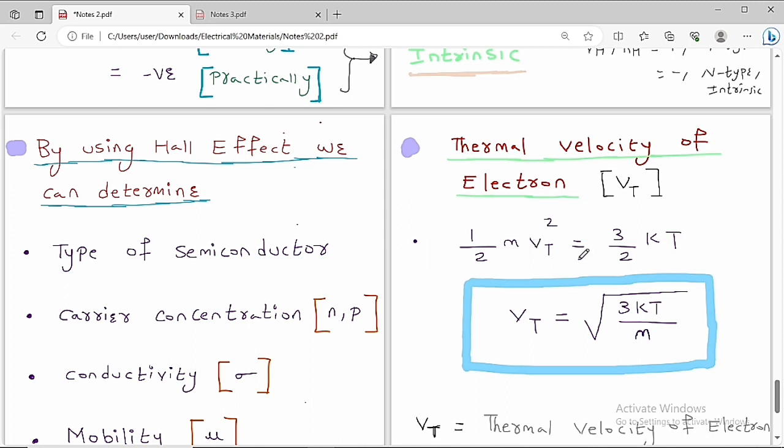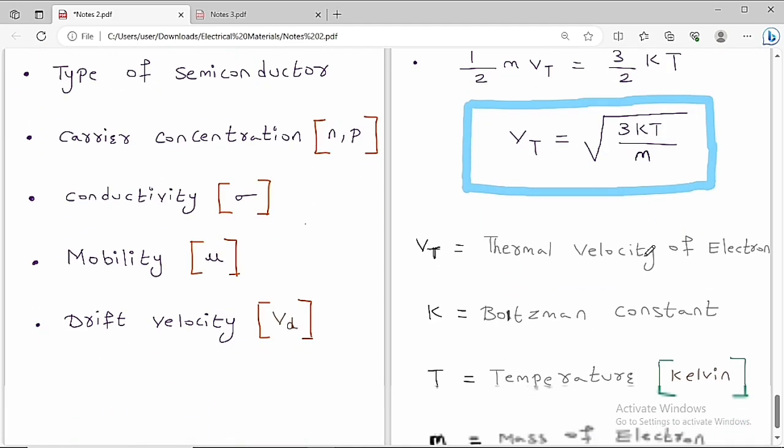The kinetic energy of the electron is equal to the thermal energy that we give as input. The input we give is thermal energy, which is converted into kinetic energy. Under ideal conditions, both are equal. So half mv square equals 3 by 2 into kT, the 2 cancels, and we get Vt equal to the square root of 3kT by m, where m is the mass of the electron. Vt is the thermal velocity of the electron, k is the Boltzmann constant, and T is the temperature, always in Kelvin.